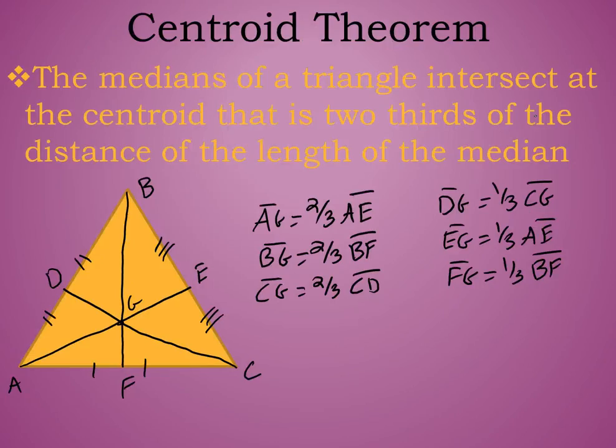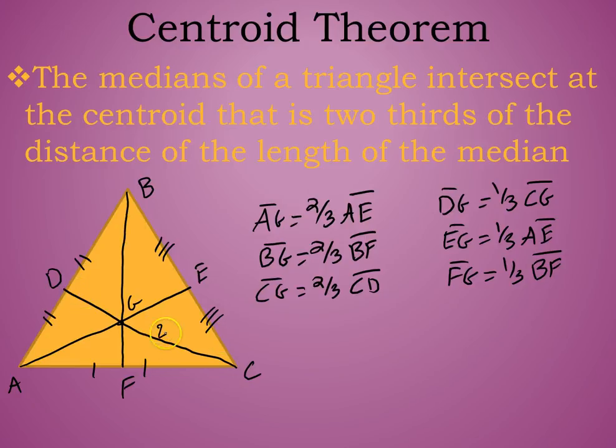Now your centroid theorem, let's deal with medians now. The medians of a triangle will intersect at the centroid that is 2/3 the distance of the length of the median. So there's two different ways to look at that. This distance right here, AG, will be 2/3 length of the entire median. BG is 2/3 length of its entire median, BF. And CG is 2/3 the entire median, CD.